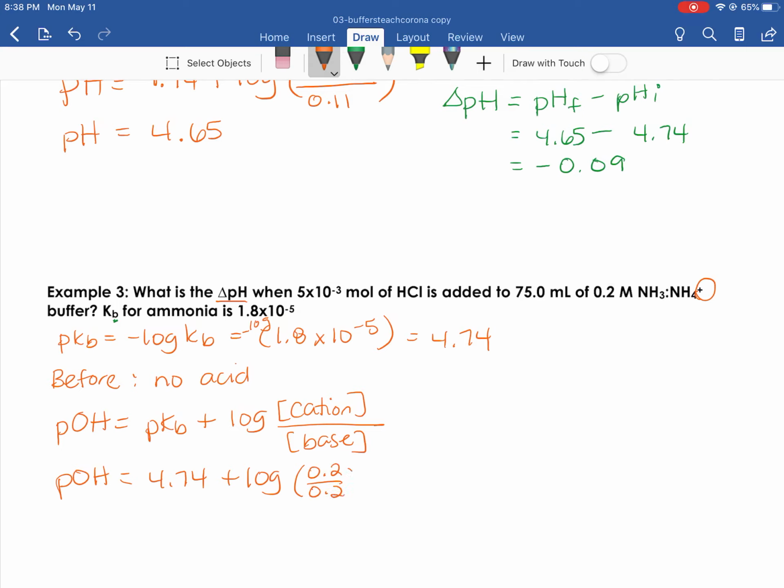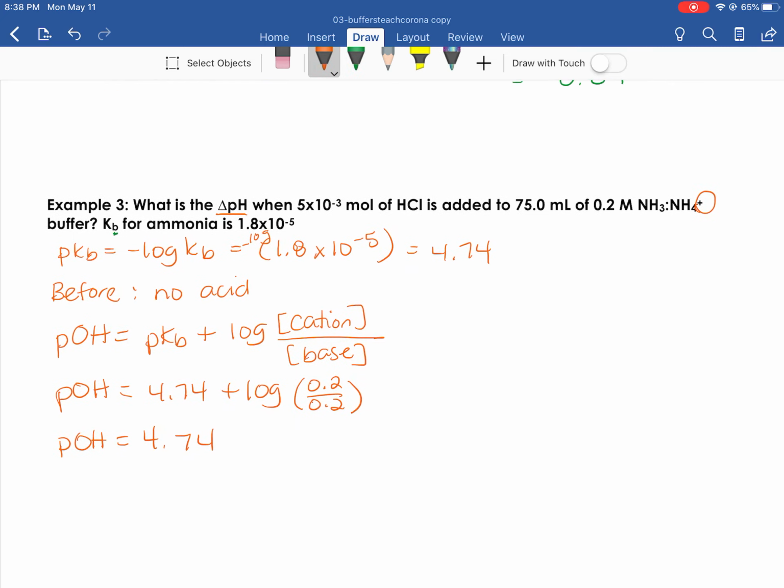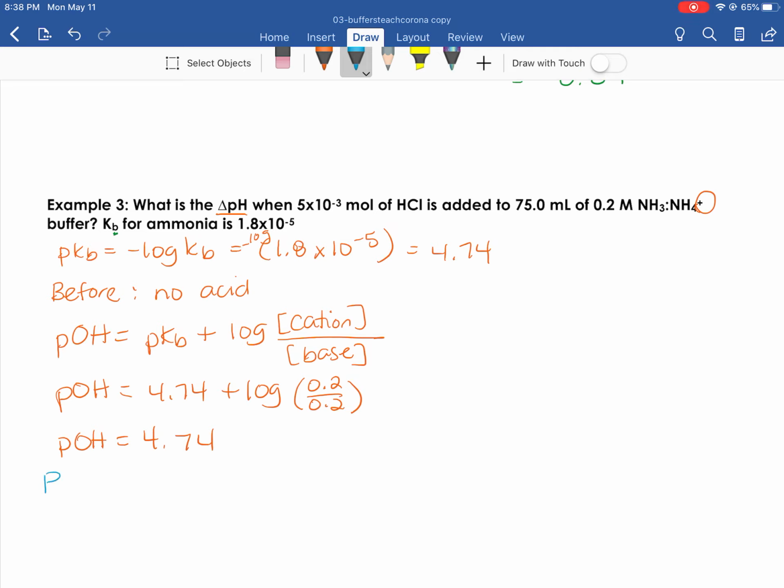If you did homework from the last section, you would have noticed that whenever you have a base, there's always this extra step because we don't deal with pOH. There's no pOH scale. So you want to make sure that you change the pOH into pH easily using this formula.